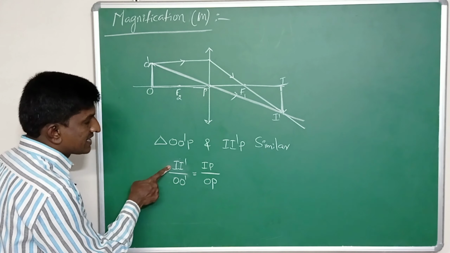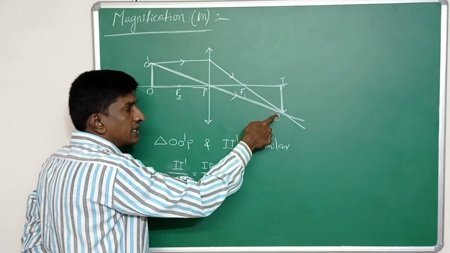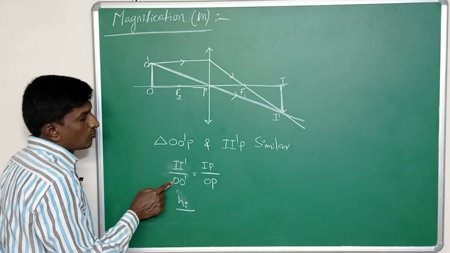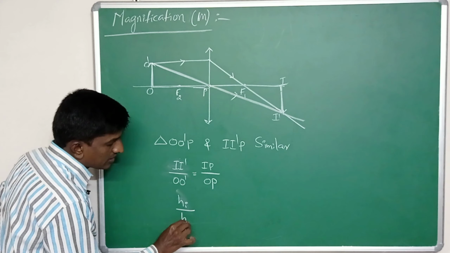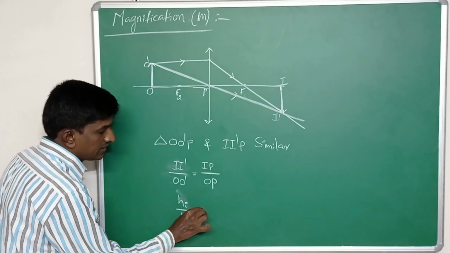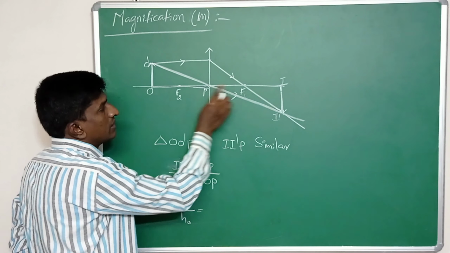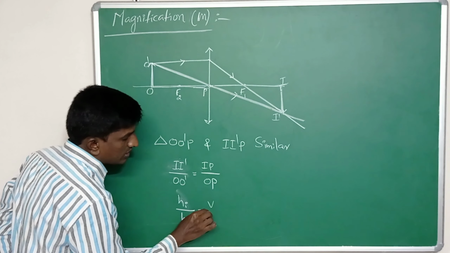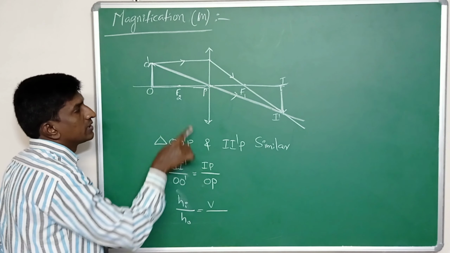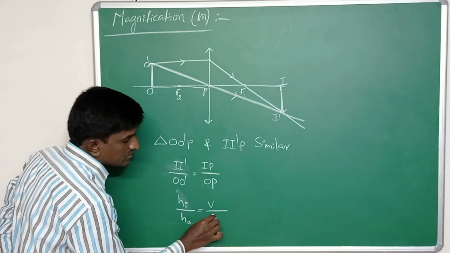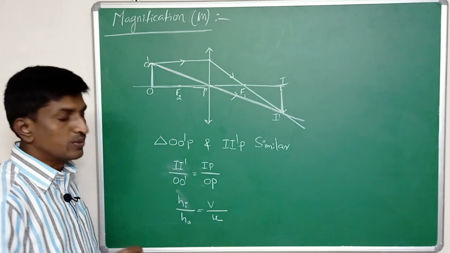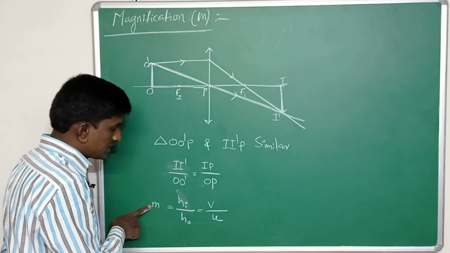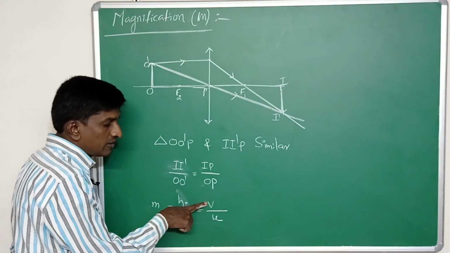So then what is I dash? I dash is the height of the image. So the image height is denoted with HI, and O dash is the height of the object, HO. Then IP, what is IP? Here this is the distance of the image. Generally the distance of image is denoted with V. Then OP, this is the distance of the object. So distance of the object is denoted with U, and this is said to be the formula for the magnification. So the magnification is HI by HO or V by U.